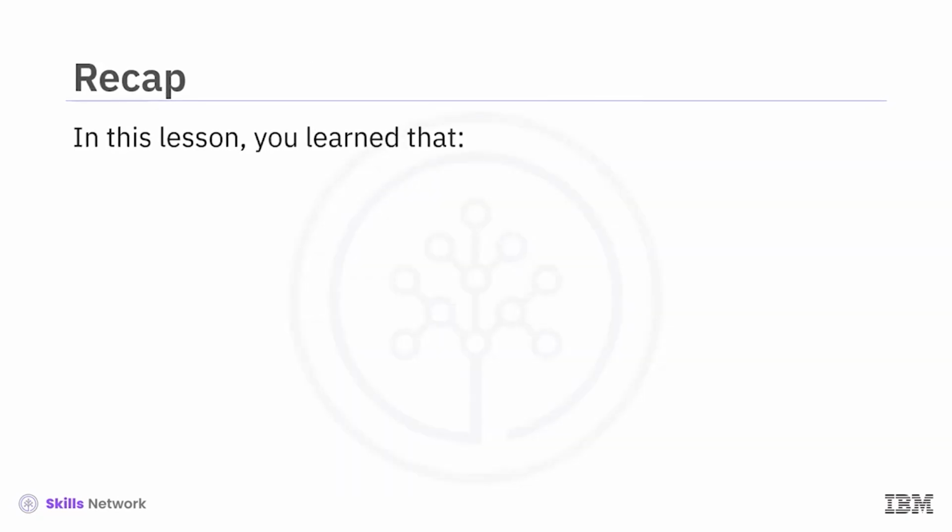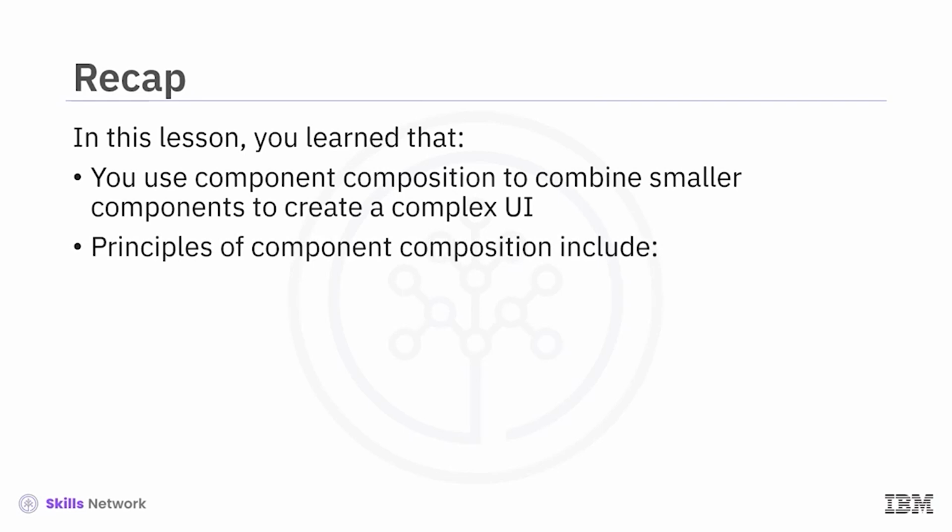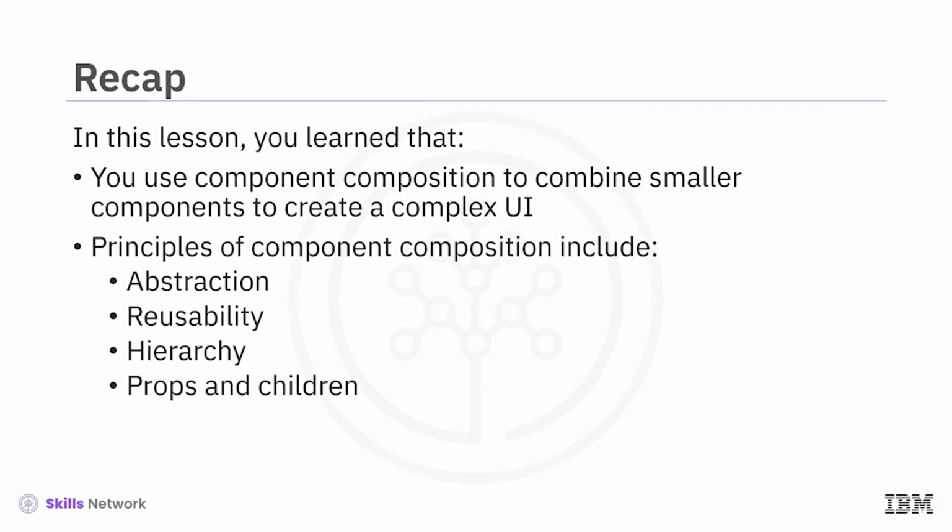In this lesson, you learned that you use component composition to combine smaller components to create a complex UI. Principles of component composition include abstraction, reusability, hierarchy, props and children, and higher order components.